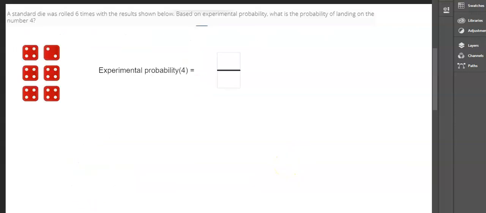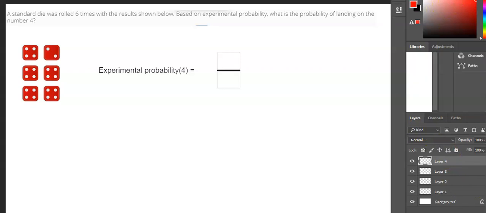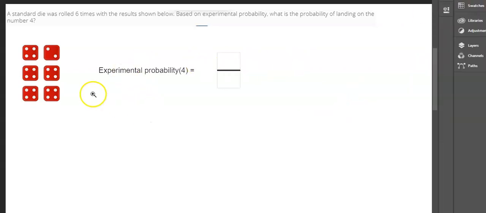Another question you will get from this skill is now based on experimental probability, which is different to the theoretical one. And the question says a standard die was rolled 6 times with the results shown below. Based on experimental probability, what is the probability of landing on the number 4? So based on experimental probability, just means based on the trial that was just conducted. This trial right here, okay? If it was theoretical, we wouldn't really rely on this trial, but it is experimental, so we need to obtain this information to get our probability.